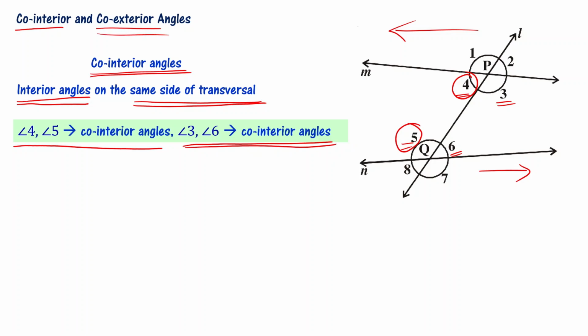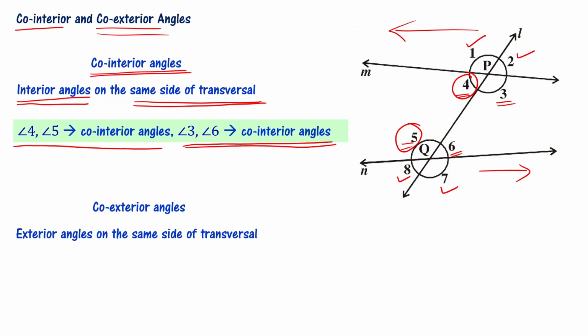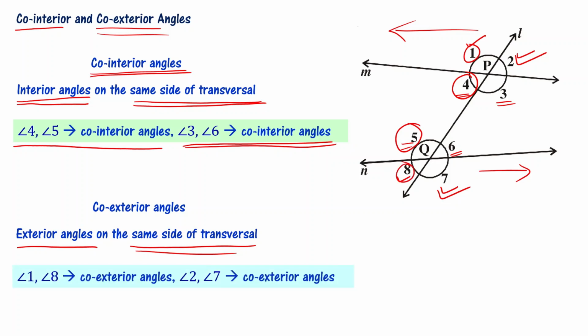Now let's look at co-exterior angles. We have seen exterior angles, right? 1, 2, 7 and 8. These are the exterior angles. Co-exterior angles are the exterior angles which are on the same side of transversal. Okay? Now number 2 and number 7 are on the same side of the transversal and number 1 and number 8 are on the same side of the transversal, right? So you can say that angle 1 and angle 8 are co-exterior angles. Angle 2 and angle 7 are another pair of co-exterior angles. Understood?